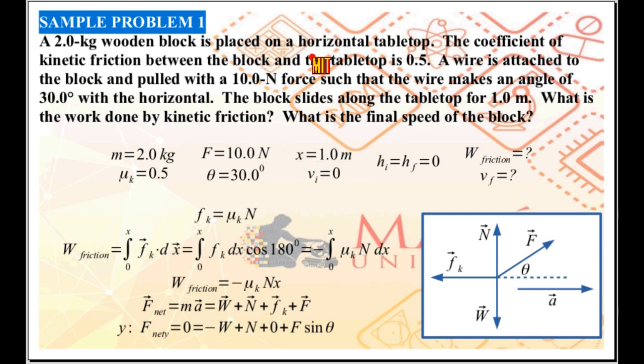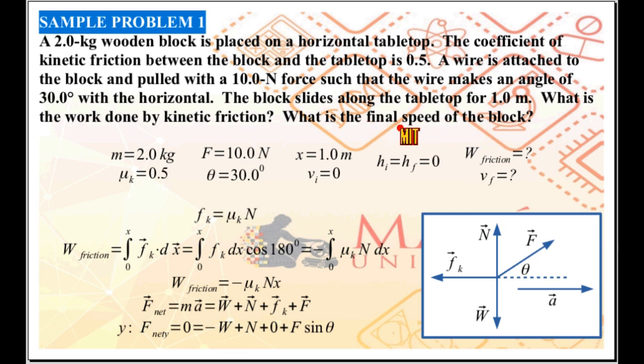The block is simply placed on the tabletop and then pulled with a 10 Newton force, so initial speed is 0. The surface is horizontal from initial case to final case, so initial height and final height are the same. Let's equate that to 0 since the height does not change. We might as well just set the height to 0. We are looking for work done by friction and for the final speed of the wooden block.